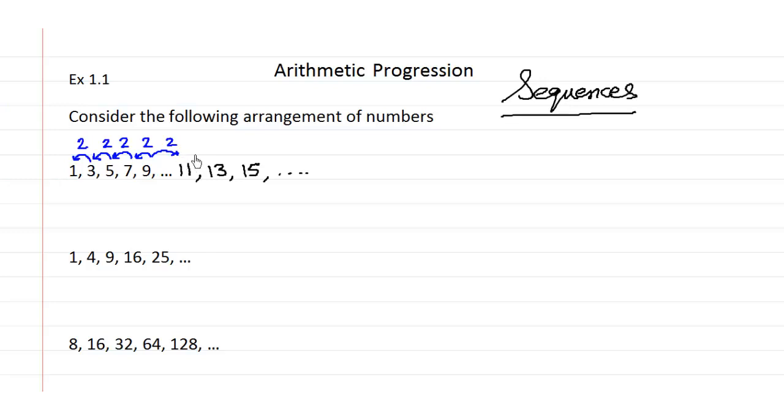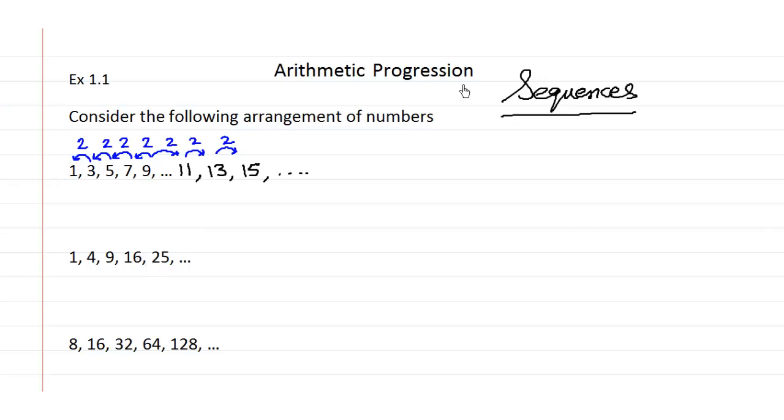So in order to guess the next number, we add a 2. When we add a 2, we get 11. Then 11 plus 2 is 13. And then 13 plus 2 is 15, and so on. So all these numbers are in a sequence, which means all of them show some special property.